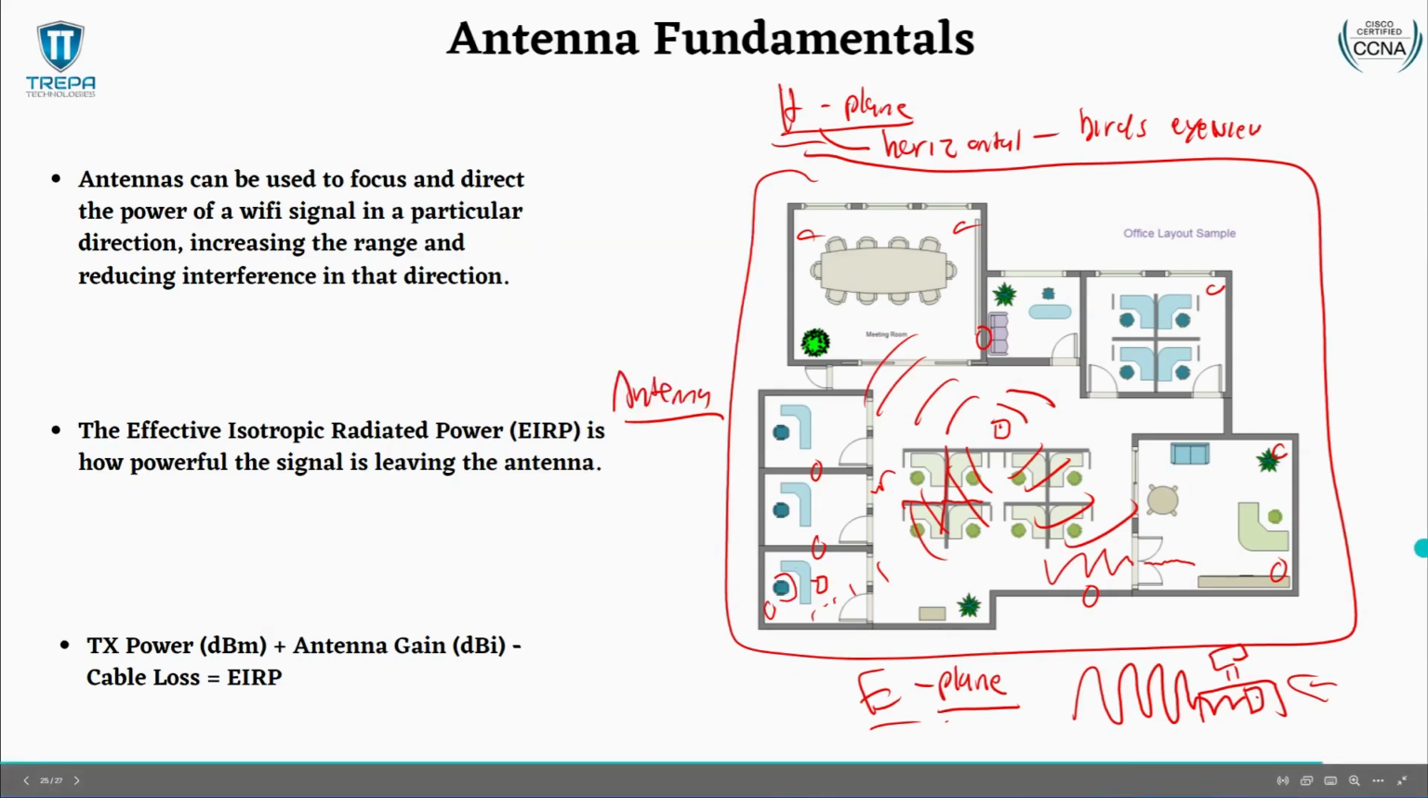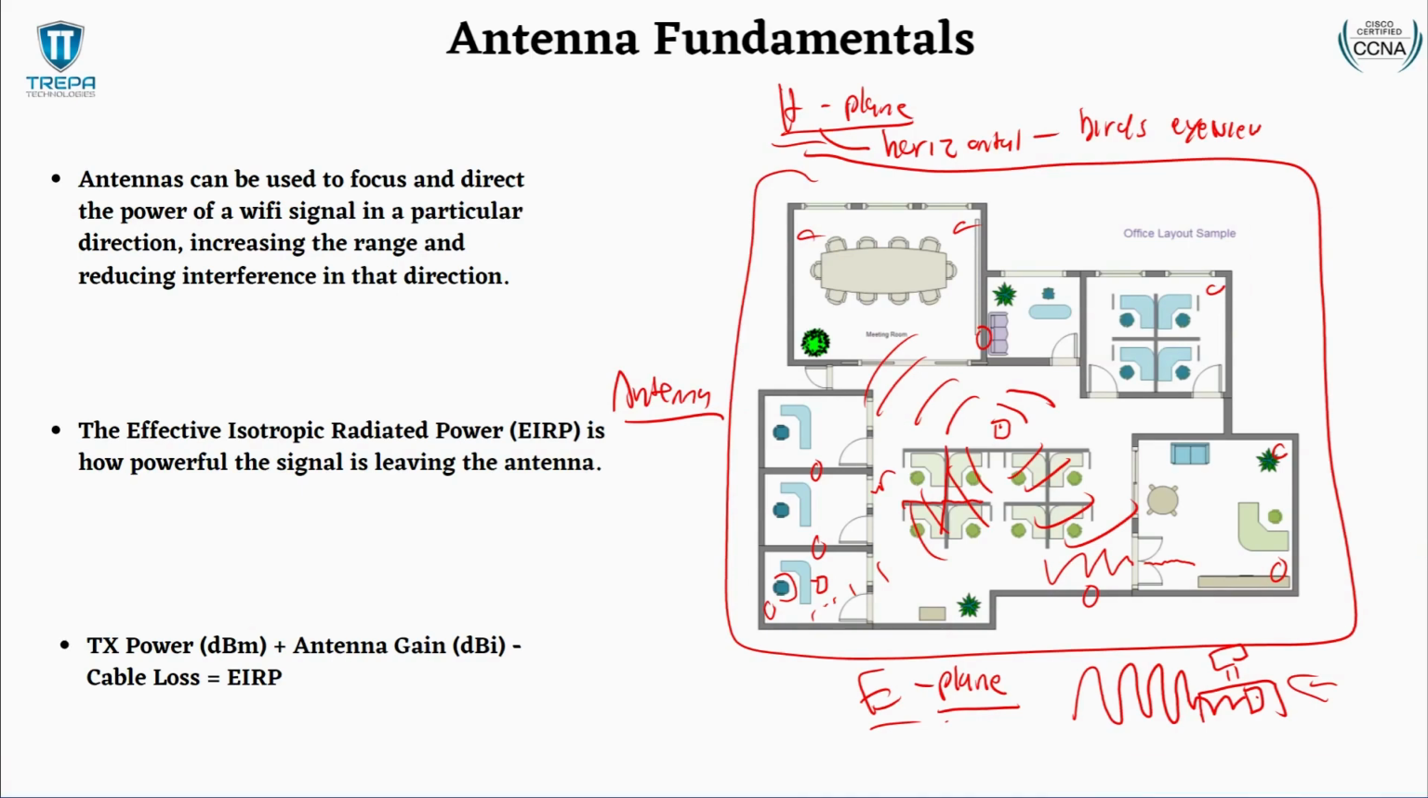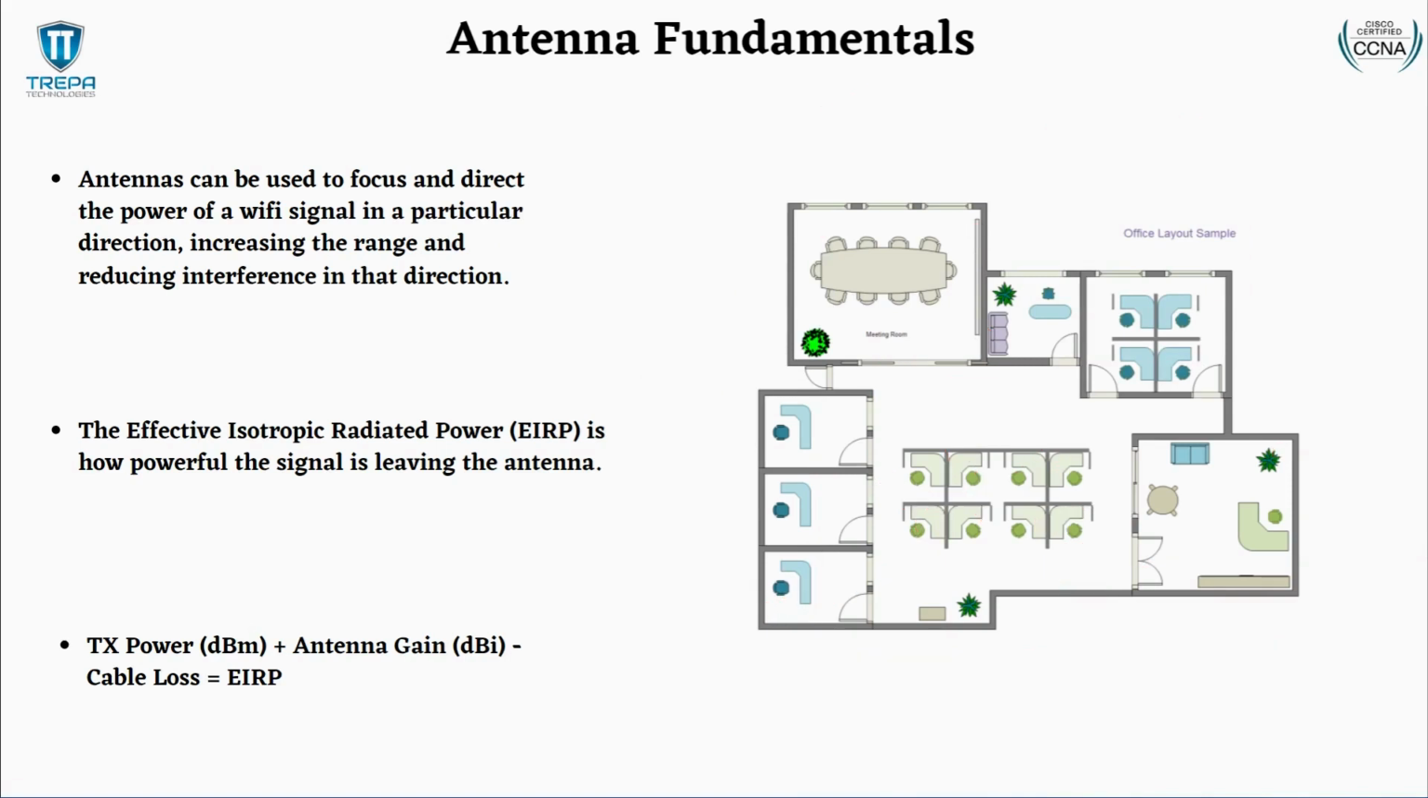Okay. So now we've kind of gone over the H plane and E plane and when you need to know these terms, when you're doing your heat maps and your site surveys. Let's go into what's called the EIRP, and that's the effective isotropic radiated power. So this is how powerful the signal is when leaving your antenna. So what we mean by this is what is the total dBm, or strength, when it leaves.